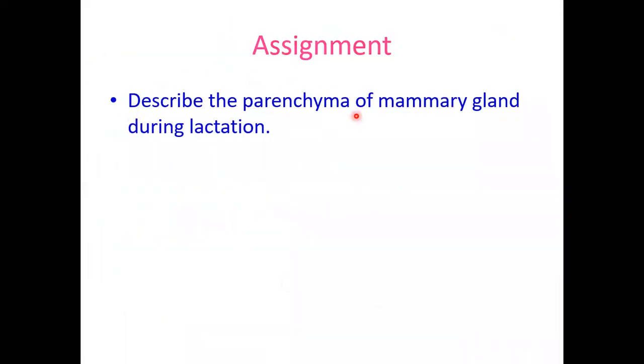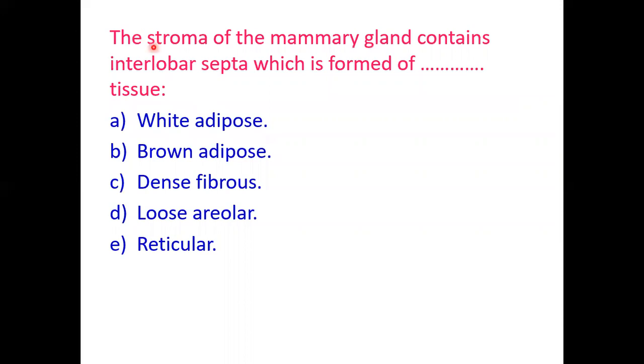We have here a question. Describe the parenchyma of the mammary gland during lactation. This is very, very easy, as it is formed of duct system surrounded by myoepithelial cells, and alveoli lined by simple cubical epithelium and columnar epithelium, secreting the milk, with lipid secreted by the apocrine method, while carbohydrate and protein by the merocrine method. And that's it. Let's start with this question.